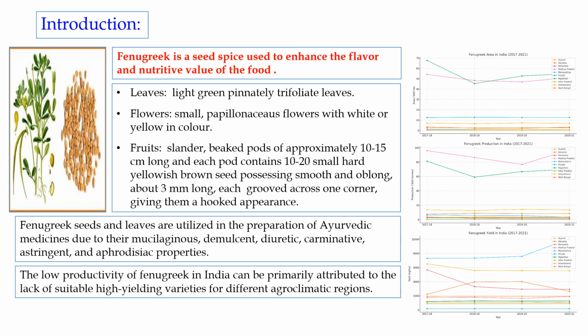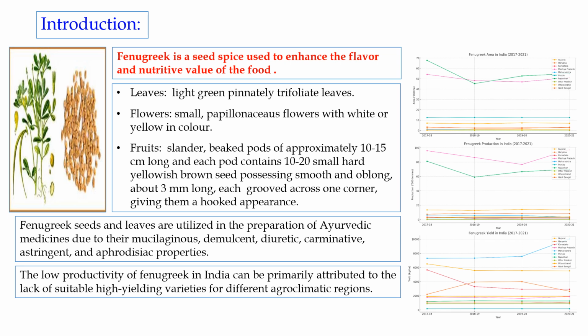The low productivity of fenugreek in India can be primarily attributed to the lack of suitable high-yielding varieties for different agroclimatic seasons, and development of varieties requires proper screening and evaluation of germplasm lines to assess their potential as suitable parents and providing the necessary variability for the success of breeding program.